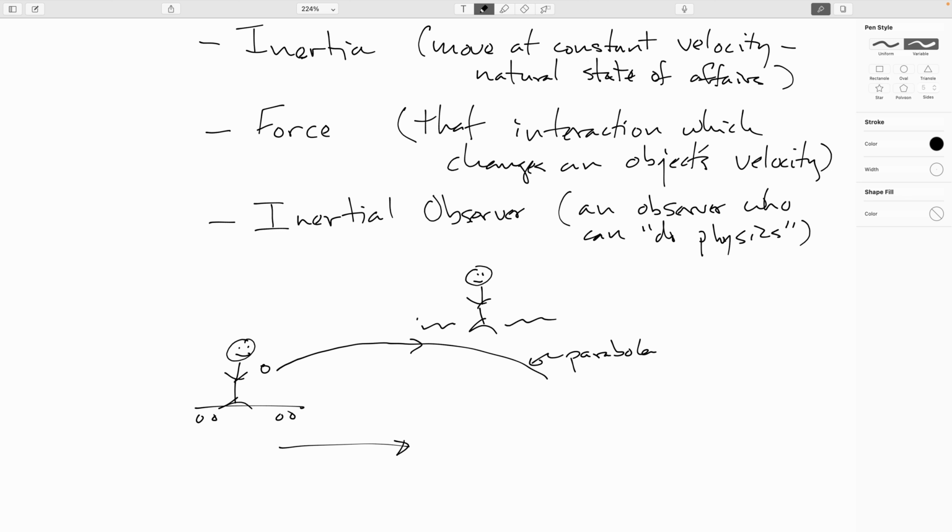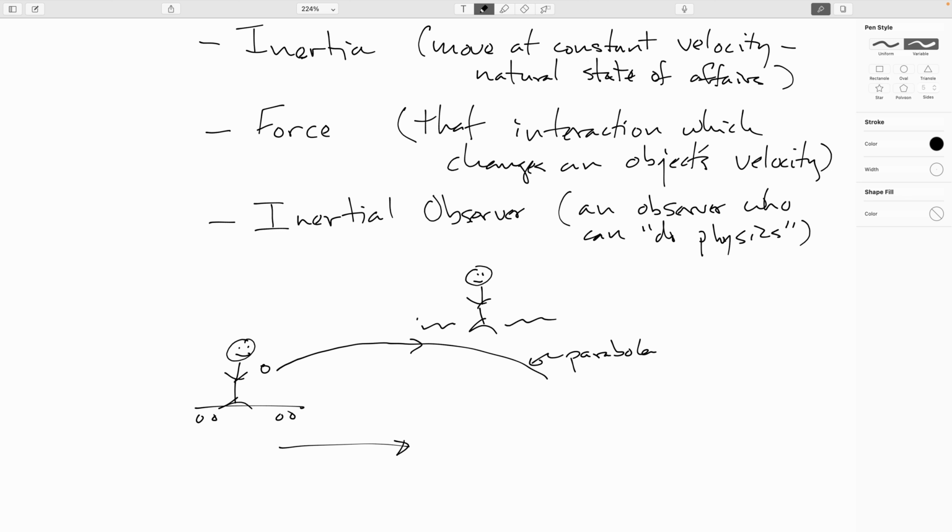It defines inertia. And it tells us that the natural state of affairs of an object is to move in a straight line at a constant speed forever. It operationally defines a force as being that thing that changes an object's motion from that natural state of affairs. And then finally, it defines the inertial observer as being someone who's moving at a constant velocity. They're allowed to say that they're the one stationary, the whole rest of the universe is moving around them, and they can translate back and forth between what they see and what some other inertial observer sees.